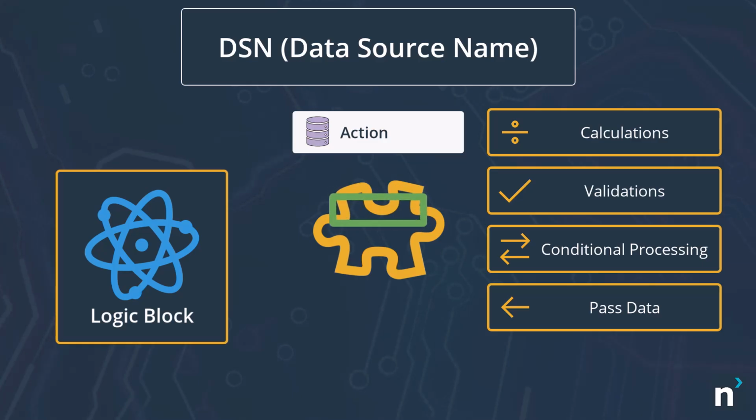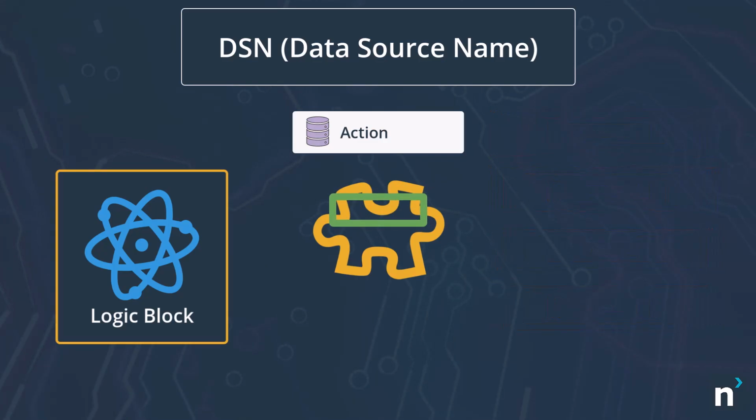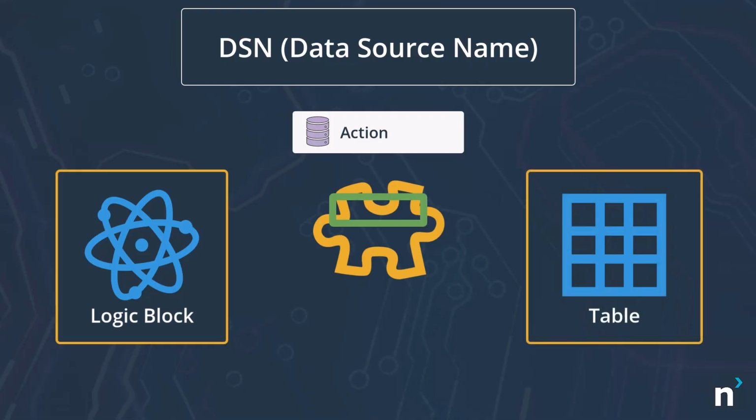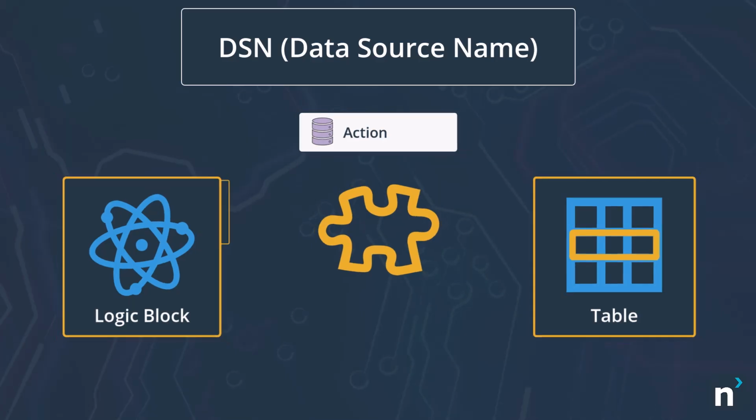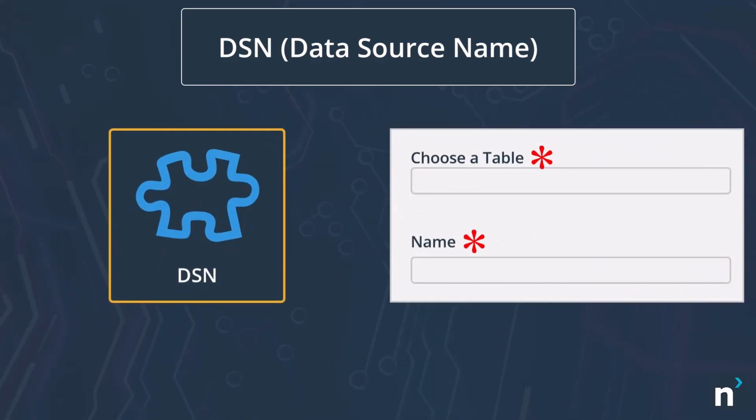Although a DSN does not change the original data by itself, logic block actions can use the data stored in a DSN to update table records when required. When naming a DSN, be sure to give it a name that is descriptive and meaningful to the next person who may work with the logic block.